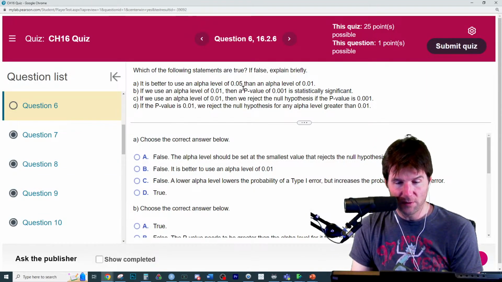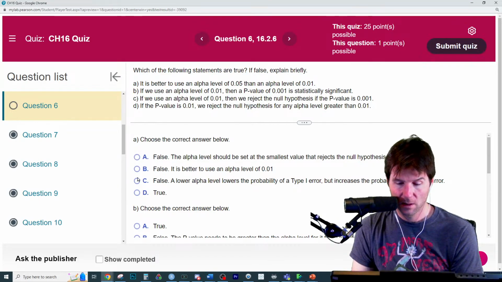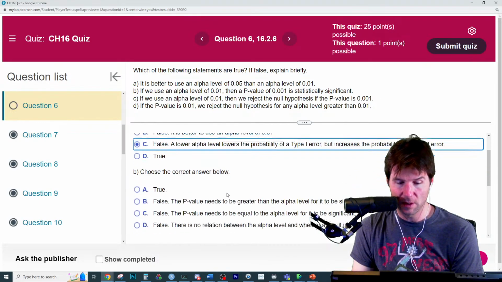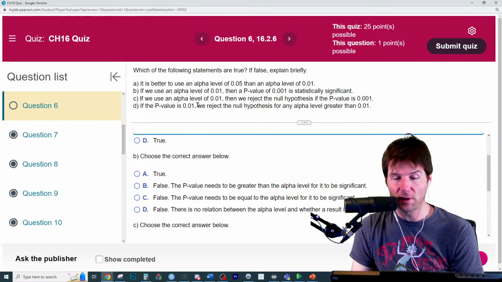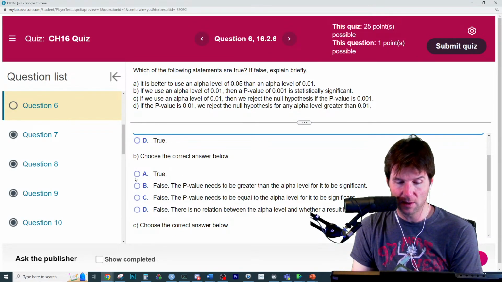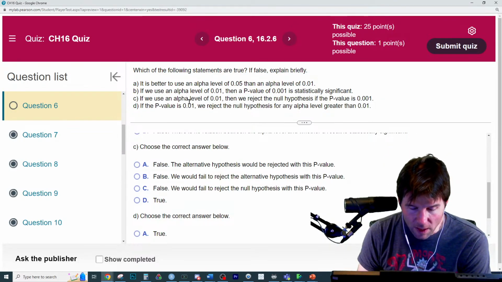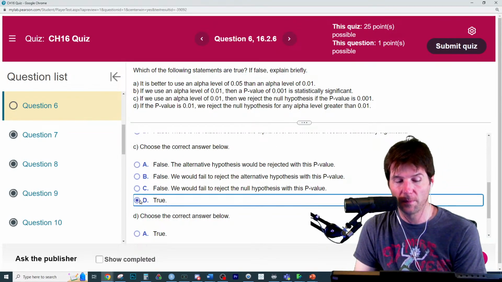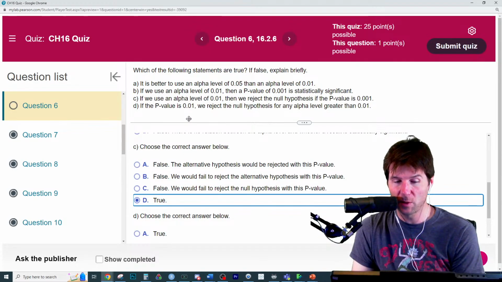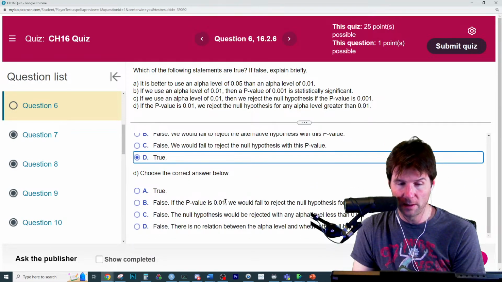Is it better to use an alpha level? No, it just depends. Yeah, so it depends what you want. If we use an alpha level of 0.01, then a p-value of 0.01 is statistically significant. That is true, because it's lower than alpha. If we use an alpha level of 0.01, then we reject the null hypothesis. Yeah, that's true also. They're trying to trick me here. If the p-value is 0.01, we reject the null hypothesis for any... No. If the p-value is 0.01... Wait.